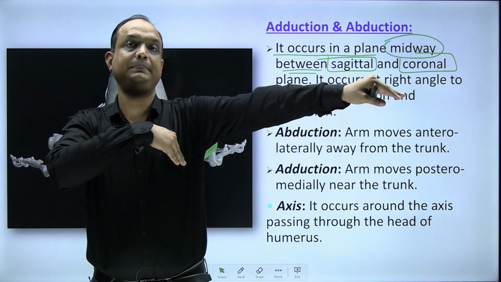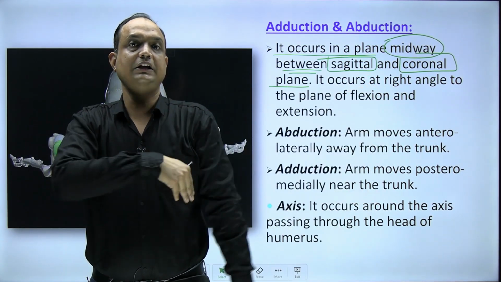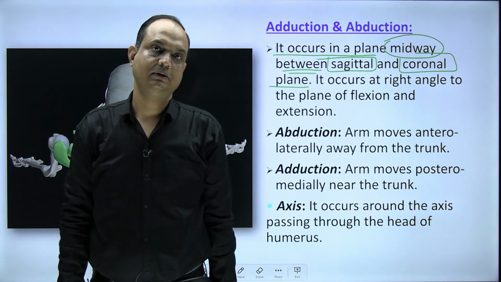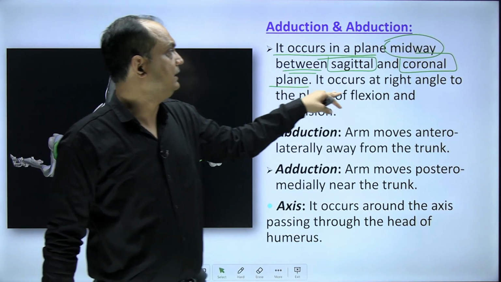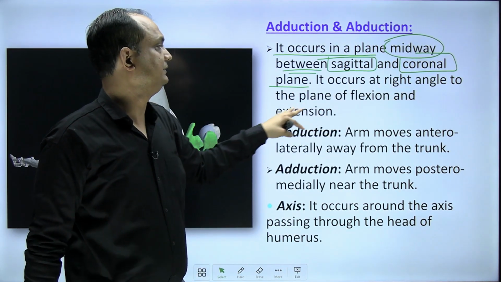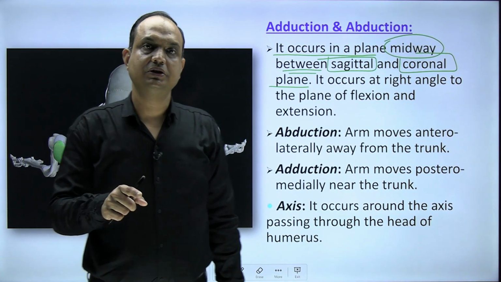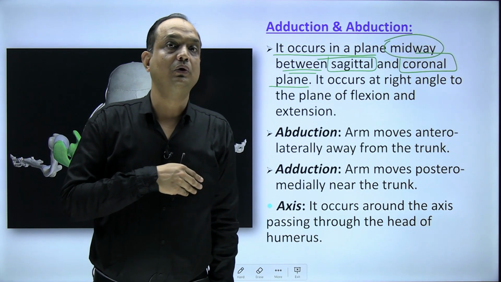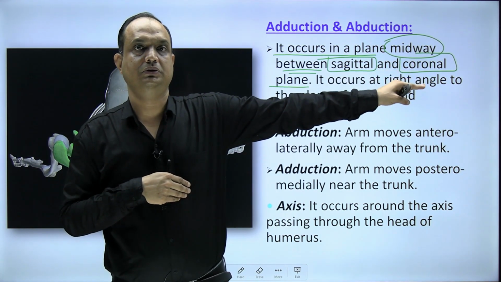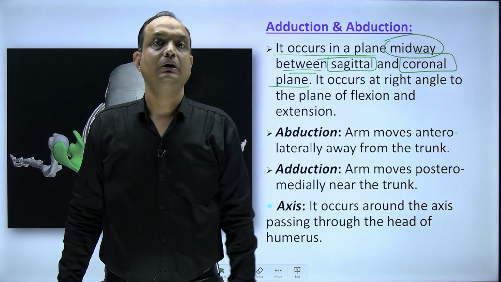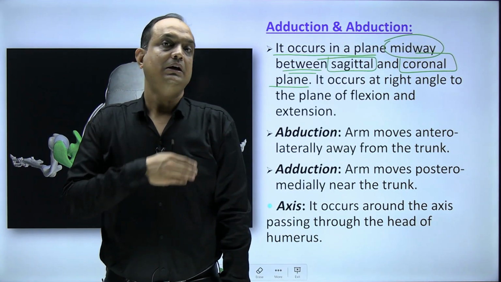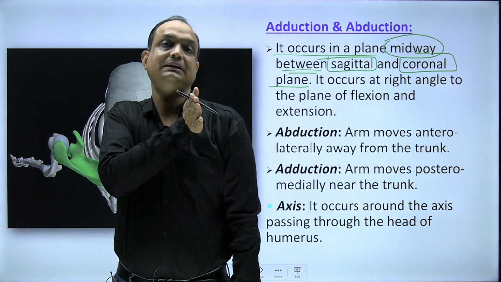So you will find that abduction and the flexion, these planes are at right angles to each other. Clear? So it occurs at a right angle to the plane of flexion and extension. So what is abduction and adduction? In abduction and adduction, you cannot go exactly laterally at the shoulder joint. You have to go in a plane which is between the coronal and sagittal.